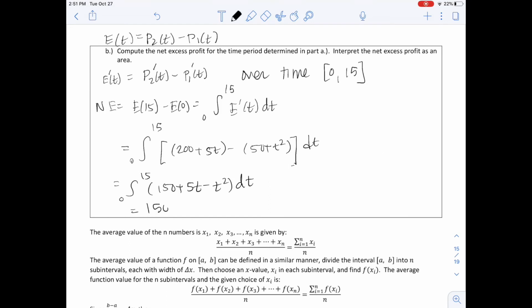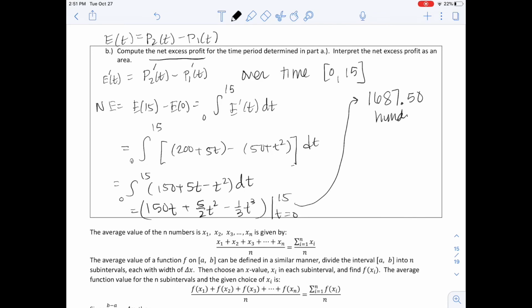Then integrating this, we have 150t plus 5/2 t squared minus 1/3 t cubed, evaluating this whole thing from t equals 0 to 15, substituting in 15, then substituting in 0 and subtracting those two. We end up with, in decimal form, 1687.50, and this is our net excess profit. In this problem, we are dealing with hundreds of dollars.